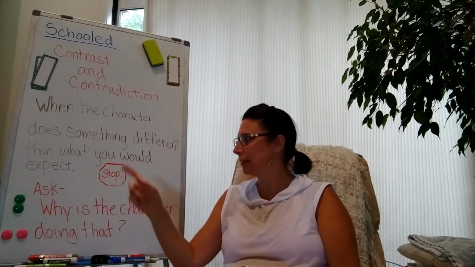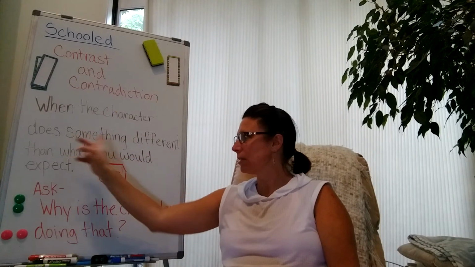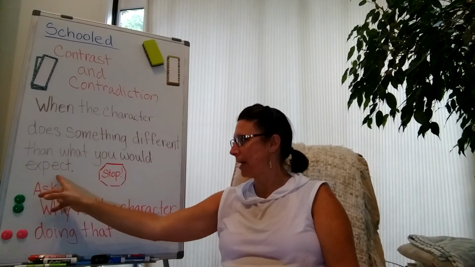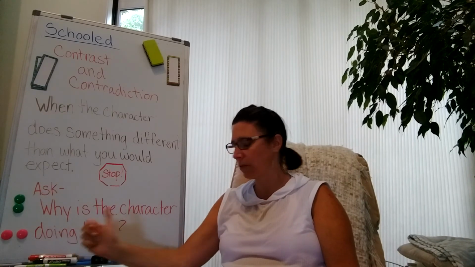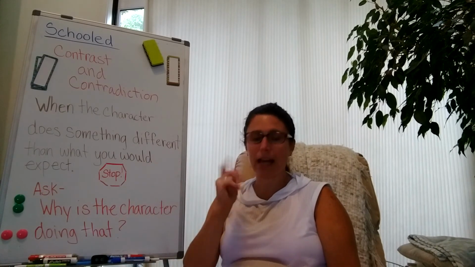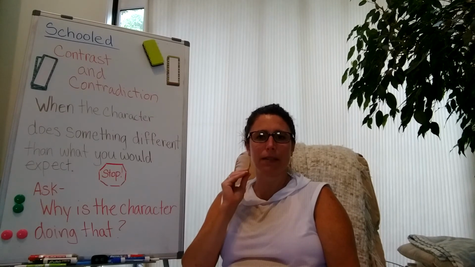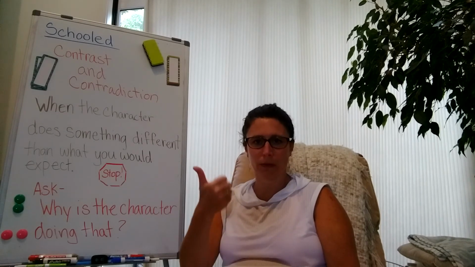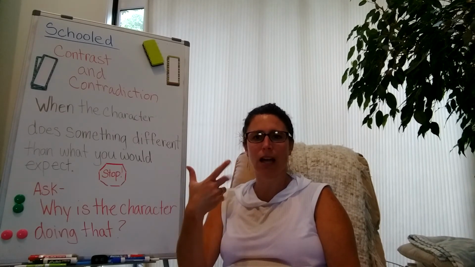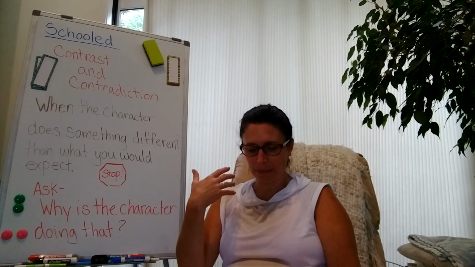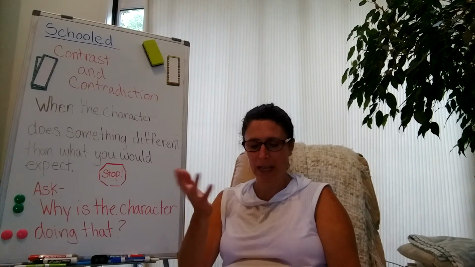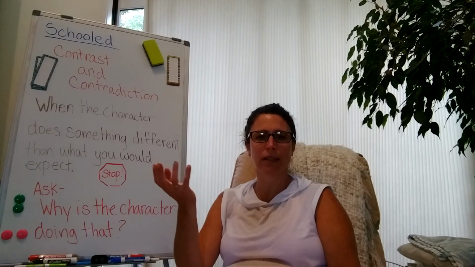All right, I'm stopping again. When a character does something different than what you would expect, ask, why is this character doing that? First of all, as Mrs. Donnelly pointed out, Cap did not reciprocate with nasty language. He did not throw anything up at Sophi. He just contemplated why she didn't like him.